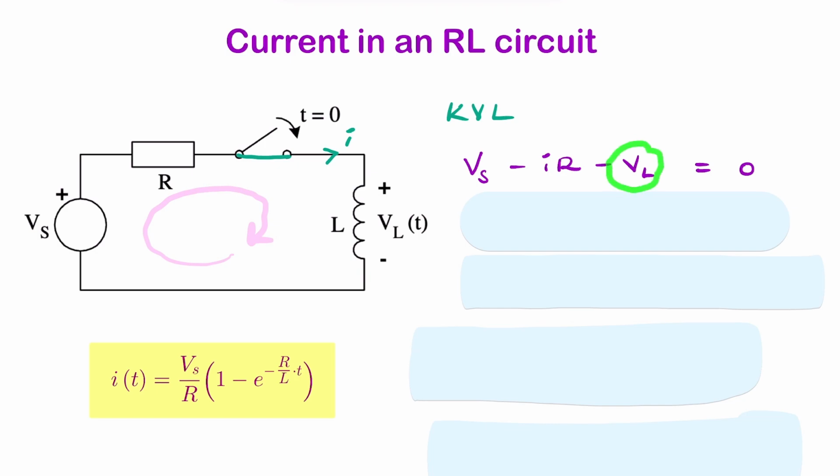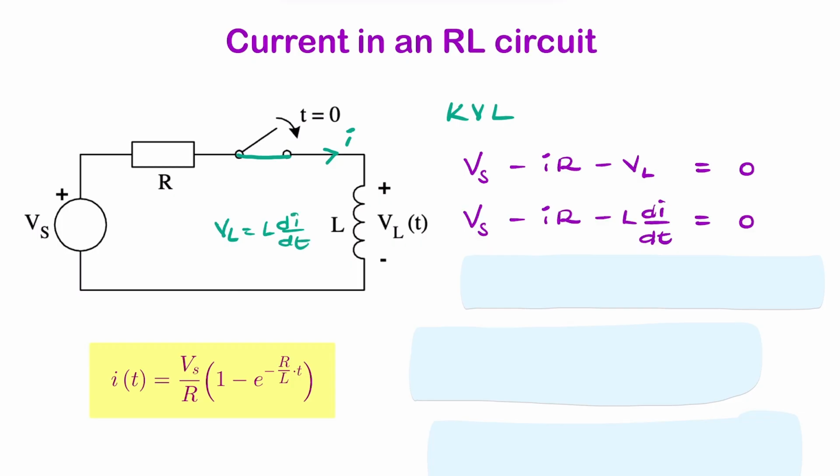Now this potential across the inductor is proportional to the inductance and to the rate of change of the current. So VL is L di by dt. So we replace that with that. We now have a differential equation where we have I and di.